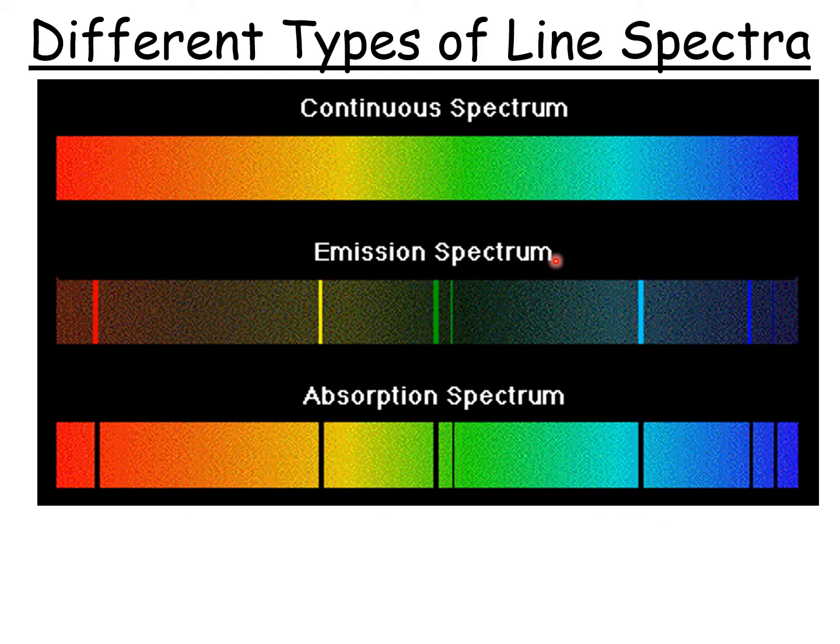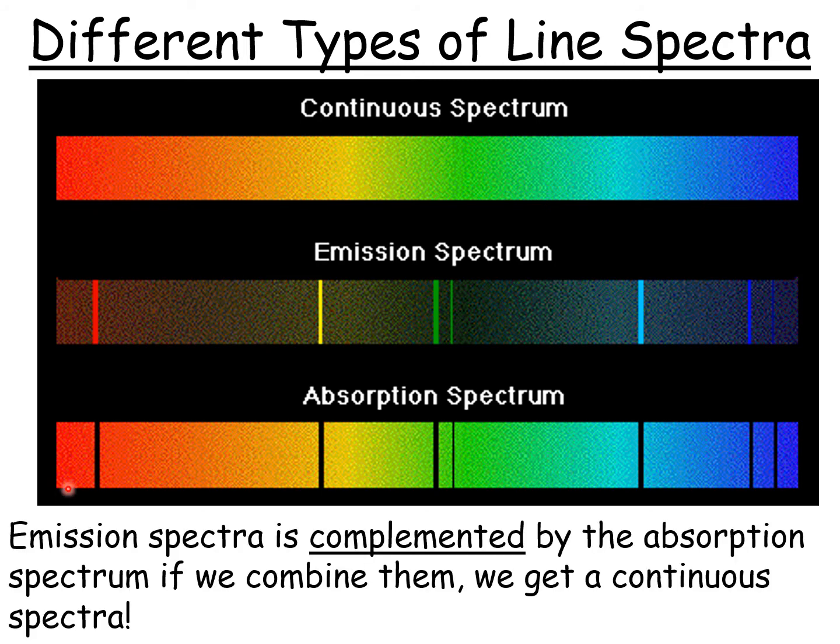Okay, so what are the different types of spectra? Because there are actually three types. Well, the first one, the continuous one, we've talked about that already. You get two other types called an emission and an absorption spectra, and the names really come from how they are produced. What's interesting is if you look at the two, you can probably see that if I was to add these two together, you would get a continuous spectra again, wouldn't you? So an emission spectra is complemented by the absorption spectrum. And complemented just means if we combine them, we get a continuous spectra.